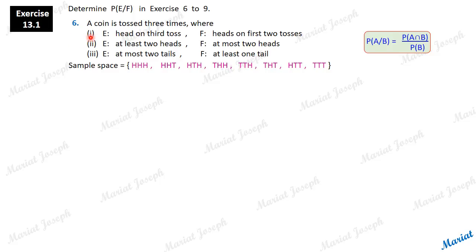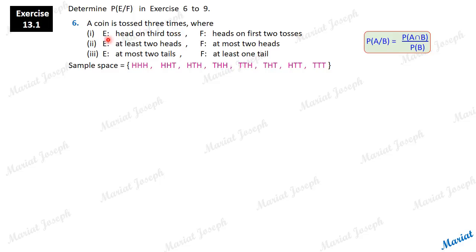Question number 6. A coin is tossed 3 times, where one pair of events is given in 3 parts of the question. Let's do the first part. Before that, let's see what is the sample space of this experiment. A coin tossed 3 times gives us a sample space consisting of these 8 outcomes: head, head, head; tail, head, tail; head, tail, head; head, head, tail; etc. These are the 8 outcomes possible when a coin is tossed 3 times.